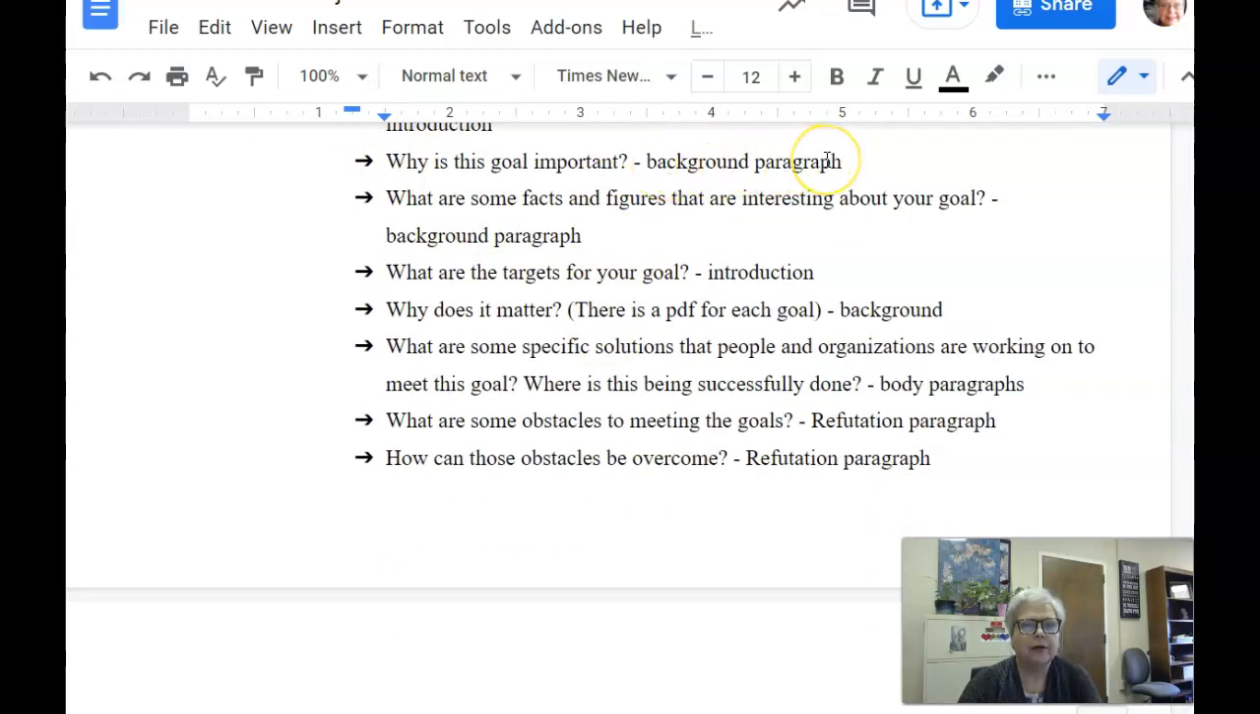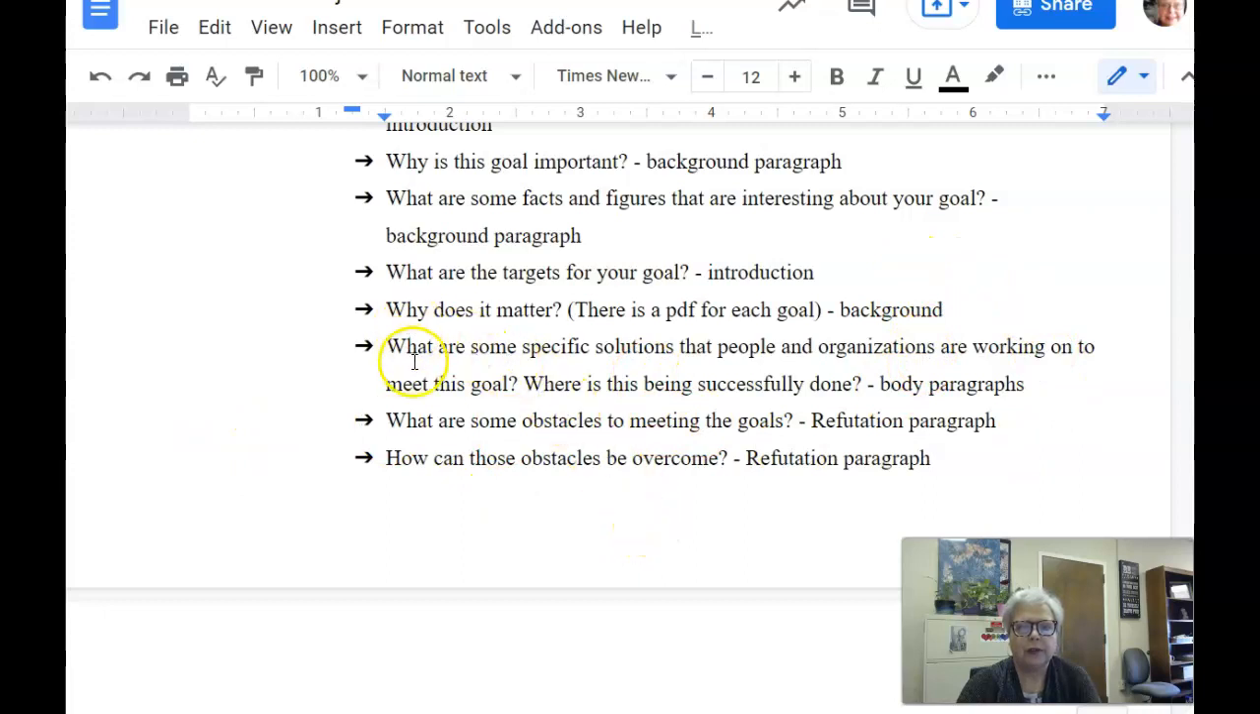That's going to go in your background paragraph. And also this: what are some facts and figures that are interesting about your goal? And explain how important this goal, this problem is, to have this goal to help solve it. What are the targets for your goal? That'll be in your introduction. Why does it matter? That's your background paragraph.